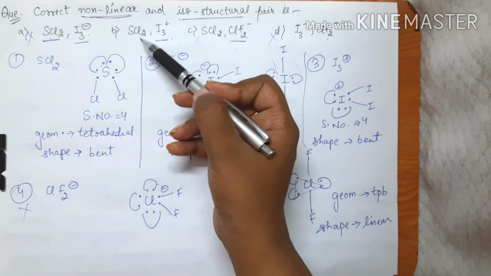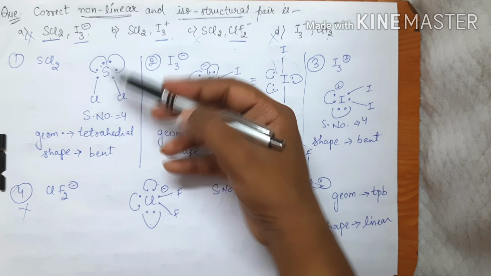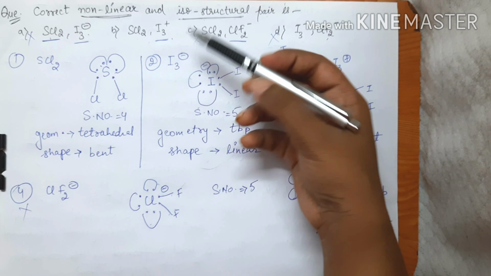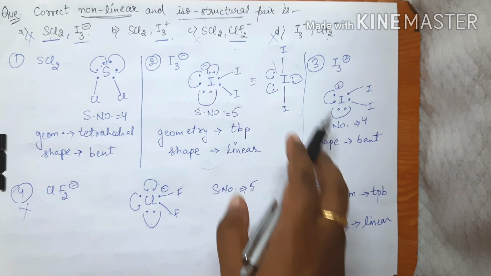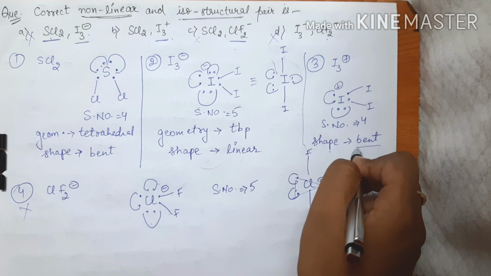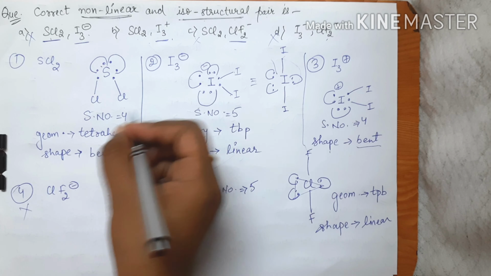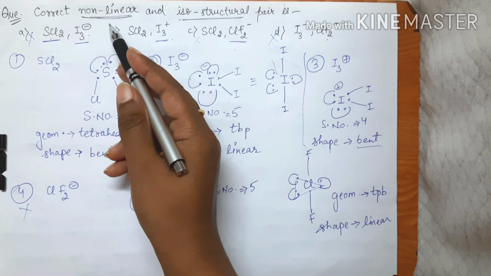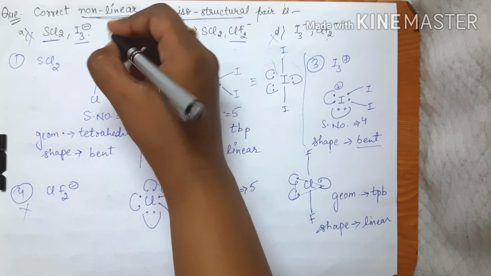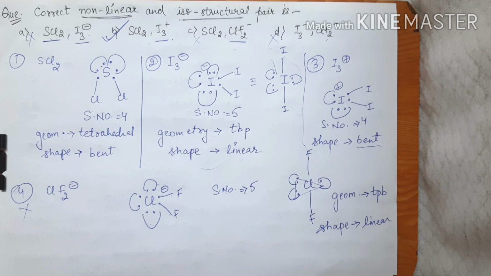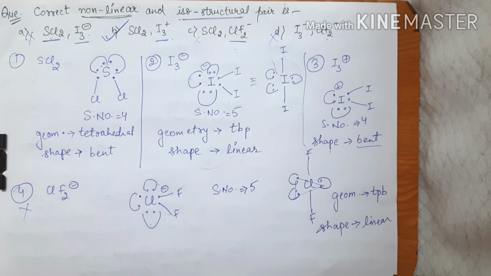So SCl2 has a bent shape. I3 positive also has a bent shape, and both are isostructural. Both are isostructural and both are non-linear, having bent shape. So the correct option is option B. This is all about this question. Now we'll move on to the next question.